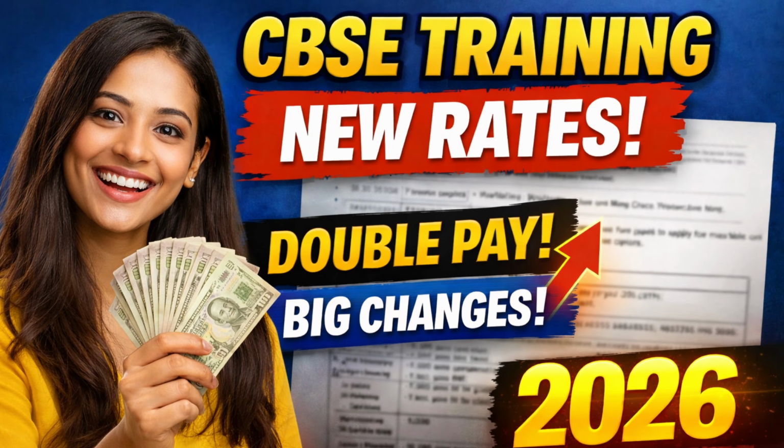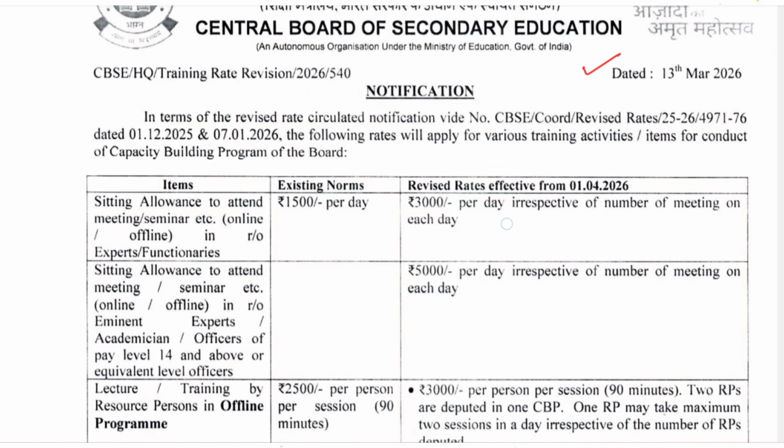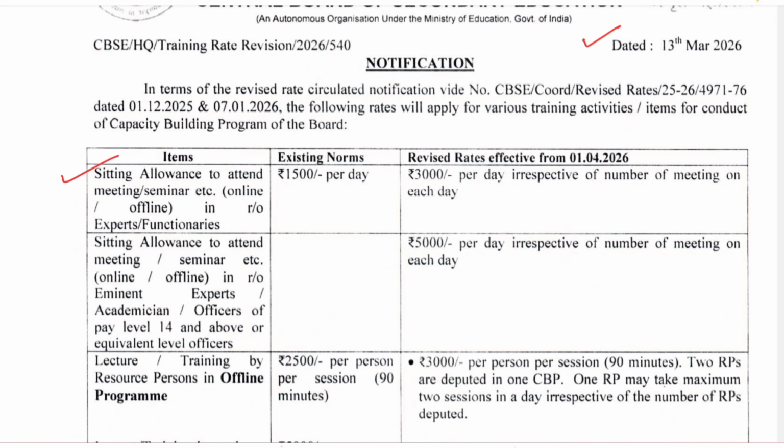If you are a resource person involved in the CBSE training program, then this video is extremely important for you because CBSE has officially revised the training rate. Let's quickly understand what has changed. This is the official notification released by CBSE on 13th March. As per this, earlier for sitting allowance they used to pay 1500 per day. Now they are going to pay 3000 rupees per day.